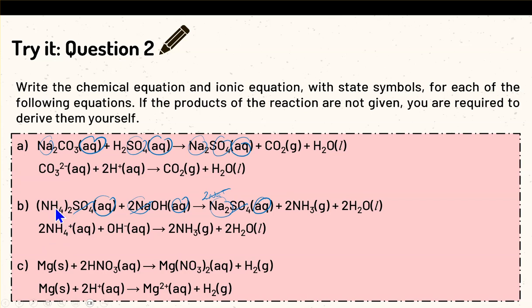The 2 after the sulfate, the 2 ammonium, will bring to the front. So it's 2 ammonium ion plus 2 hydroxide ions. Oh, sorry, there's a 2 here because there are 2 hydroxide ions. And then they form ammonia, 2 ammonia, and 2 water.